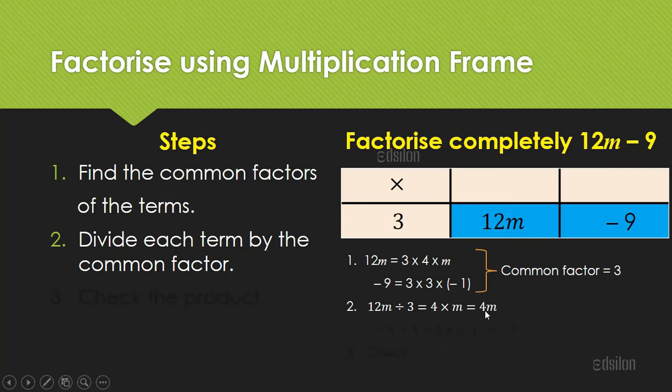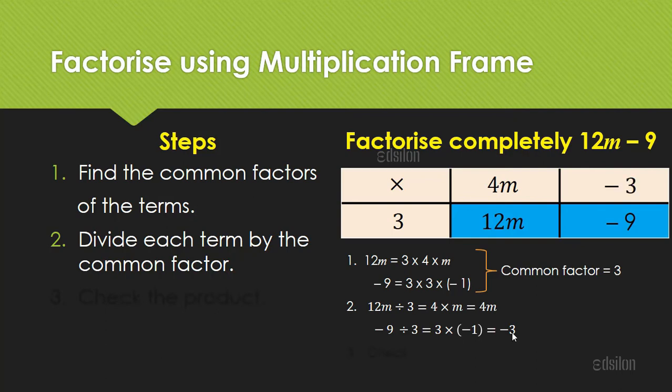And where do we fill in 4m in the multiplication frame? It's right here. How about the term negative 9? When we take negative 9 and divide by 3, we are left with the factors 3 and negative 1. So 3 times negative 1 is negative 3. And where do we indicate negative 3? You should know.